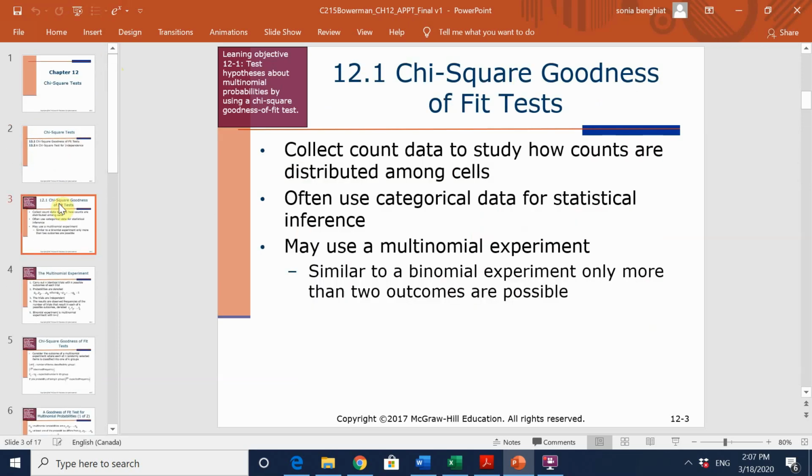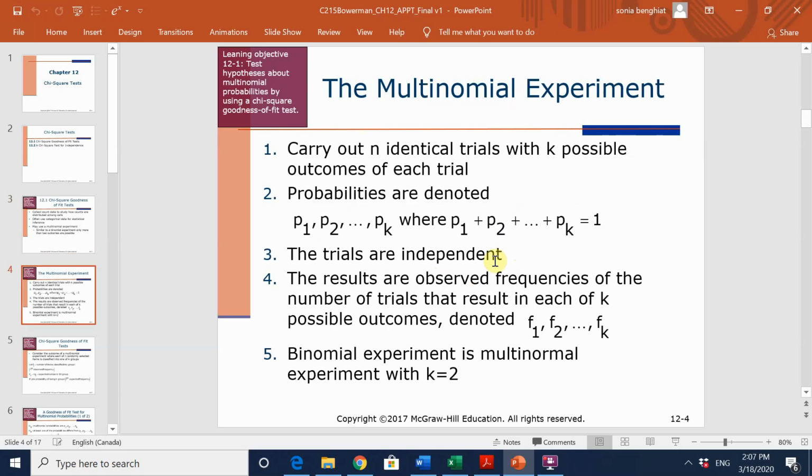The idea is that to conduct a chi-square test, we must find a way to categorize our claimed distribution into k categories and get hypothetical counts in those k categories, which we will compare to the actual observed frequency counts for the same categories. The idea of categories here goes into a multinomial experiment. So let's look at what a multinomial experiment is all about.